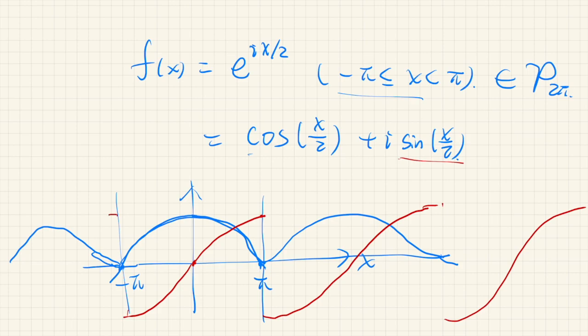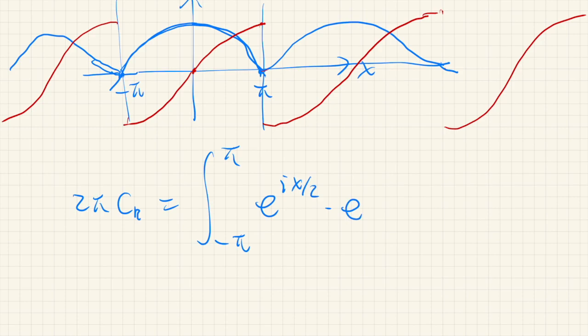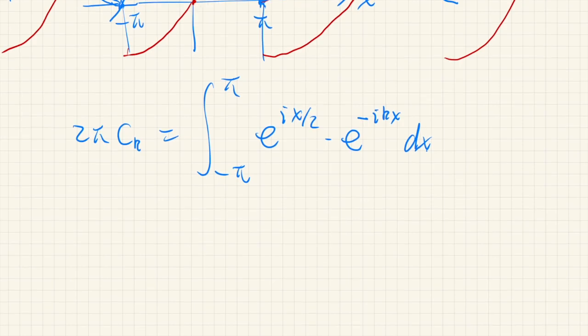And like this. So as you can see, the real part is continuous, but the imaginary part is not continuous. And let's calculate the Fourier coefficients. Ck, let's multiply by 2 pi, just for the sake of simplicity. And cosine, not cosine, it's exponential of i x over 2 times exponential of negative i kx dx.